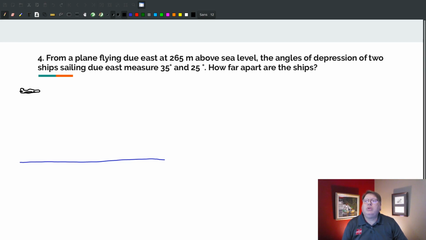There's some stuff back there too, buddy. Alright, so we have an airplane, and it is flying 265 meters above. So we're going to say this is right here above the water. It's not quite straight down, but again, it's representative. 265 meters above sea level. And then we have two ships, okay? So we're going to say, and this is not going to be to scale, guys, but we're going to have two ships here.